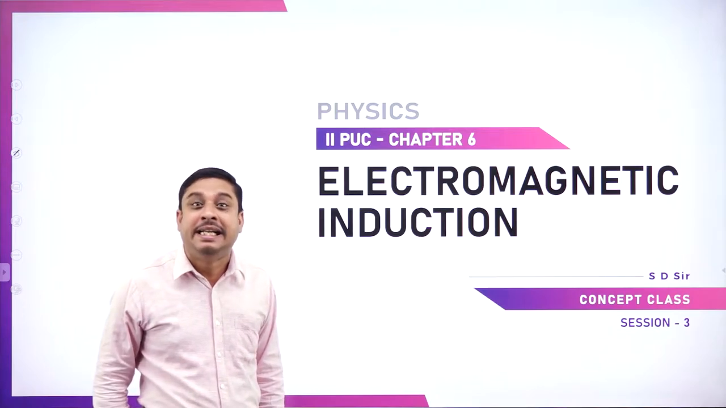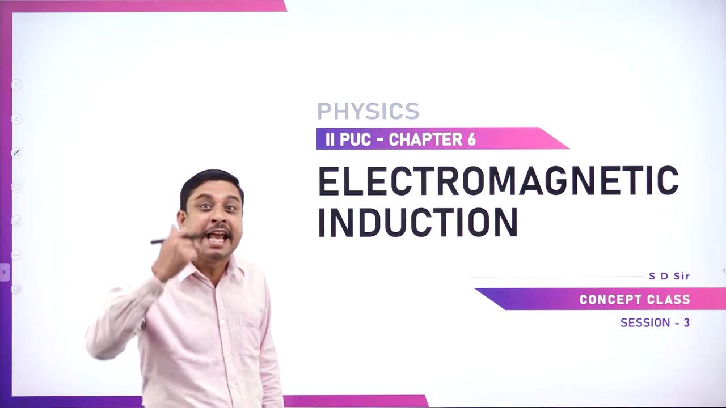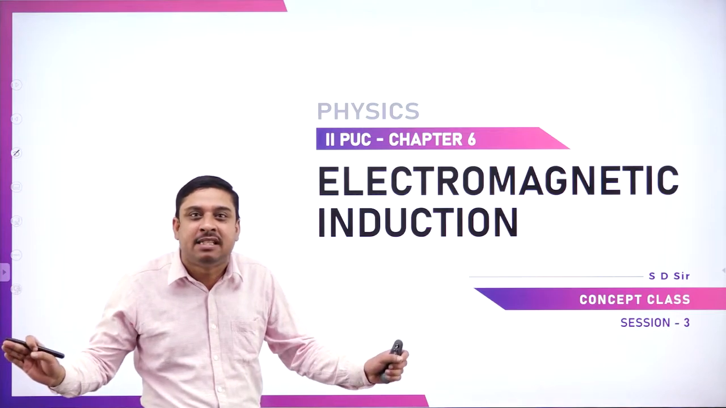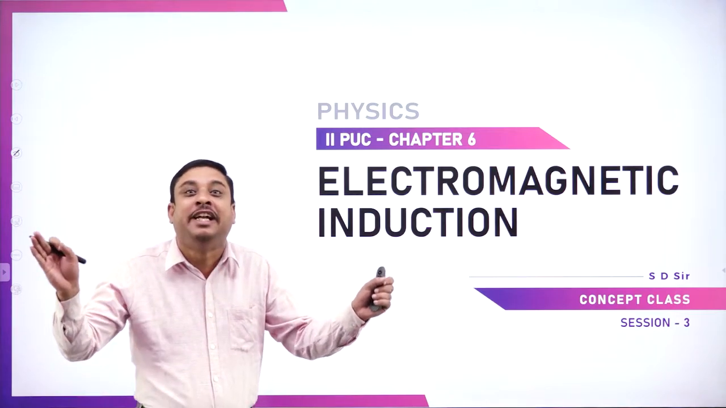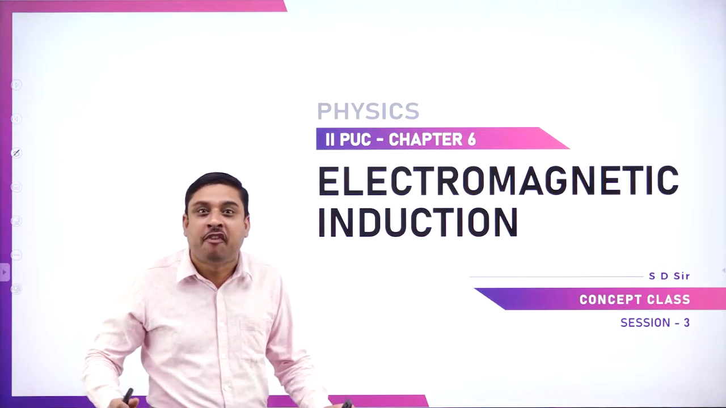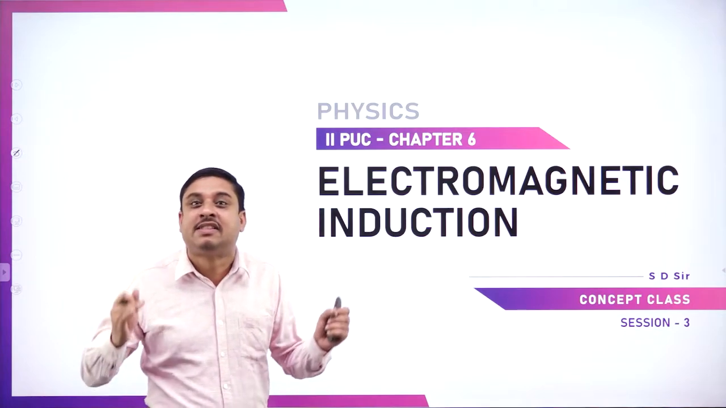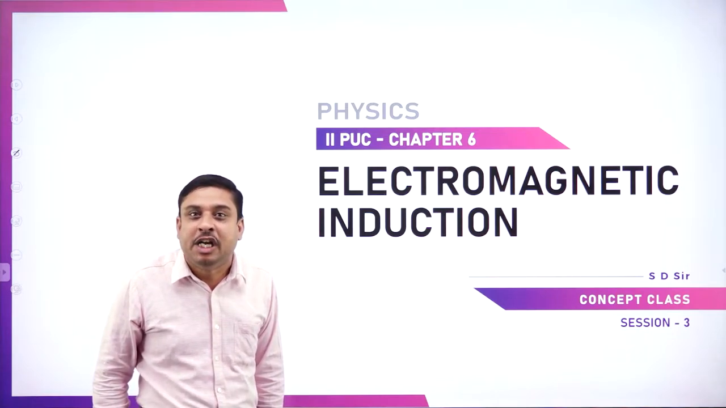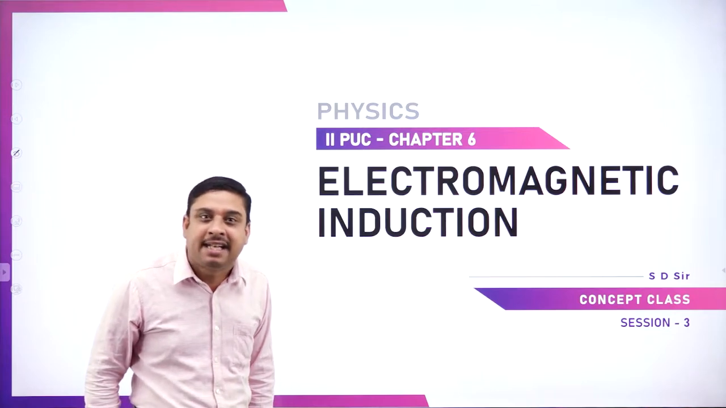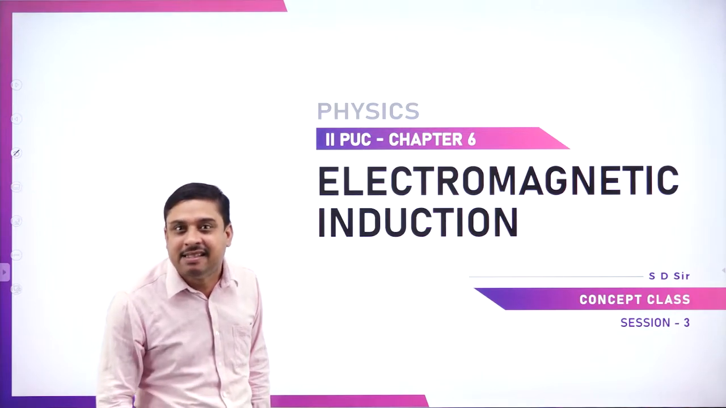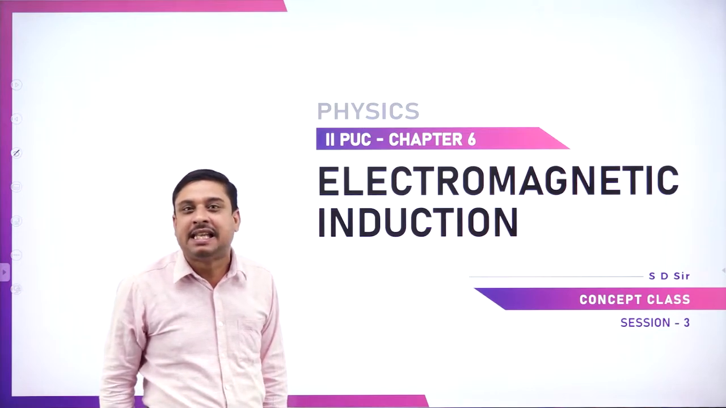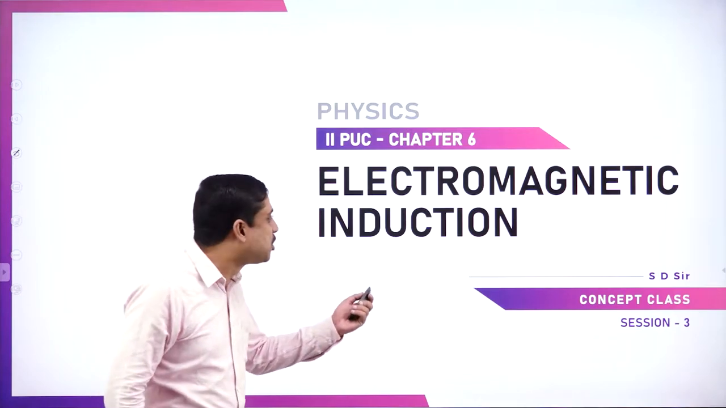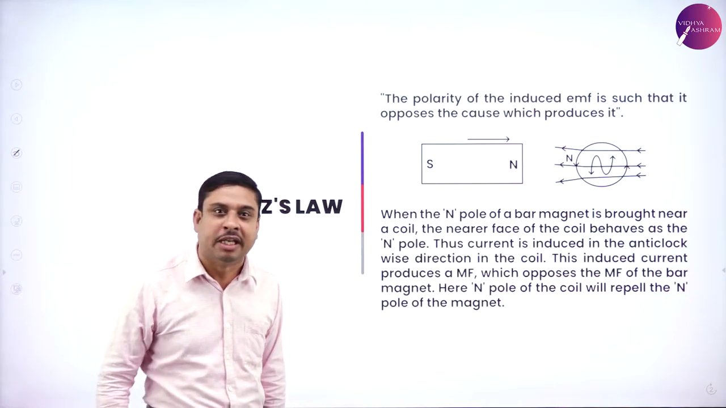Faraday's law did not give the direction of the induced EMF. It only explains the magnitude of the induced EMF. How much EMF is induced in a coil, but it never gave the direction of the induced EMF. And that is answered by Mr. Lenz. And that is what we study in today's discussion, Lenz's law of electromagnetic induction.